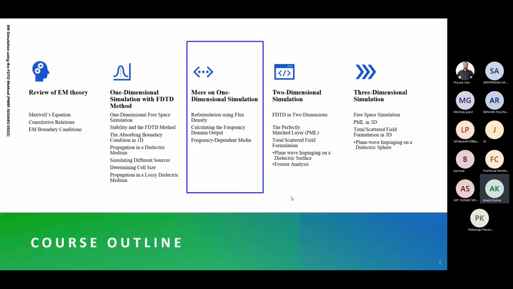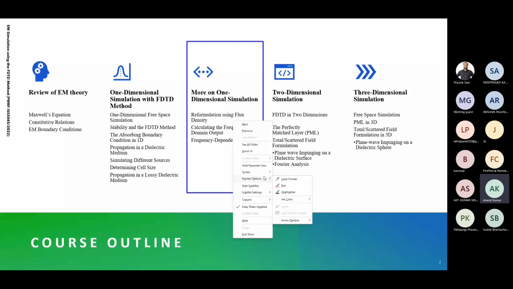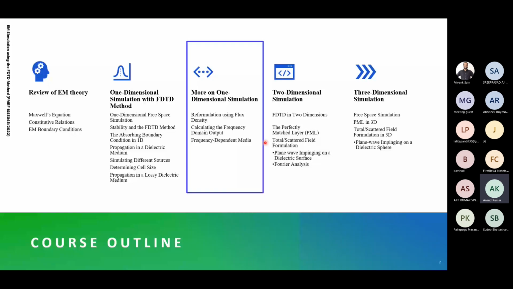So we'll go again. We are now in module three. We'll start with module three today. We covered module one and two. I'll use the pointer. The important thing here is using the flux density instead of the electric field. We'll see how we calculate the frequency domain results and the formulation of frequency dependent media.